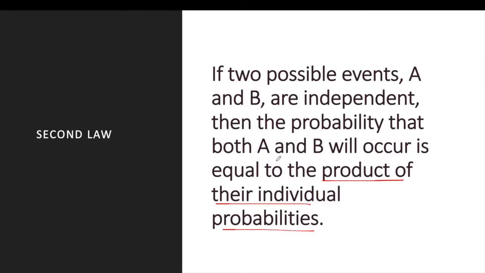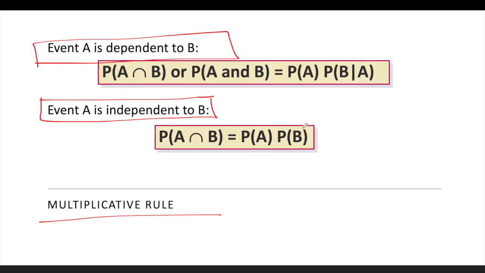So if the two possible events are independent, this is one case, then the probability that both A and B will occur is equal to the product of their individual probabilities. So this is what is mentioned by the law.